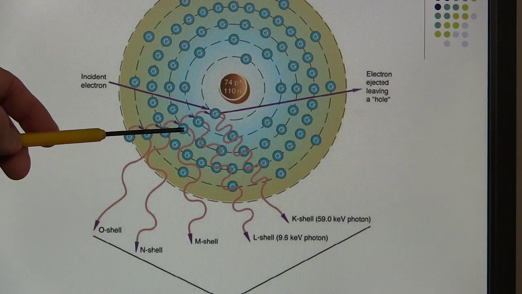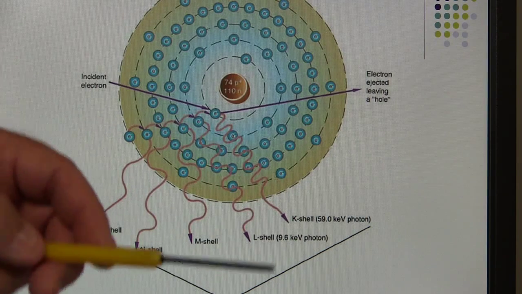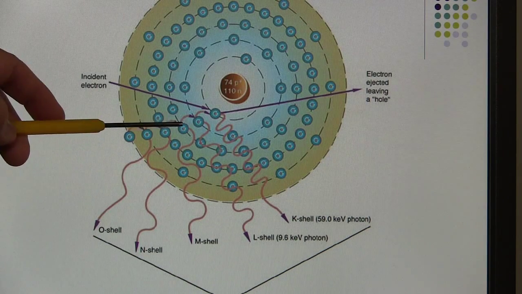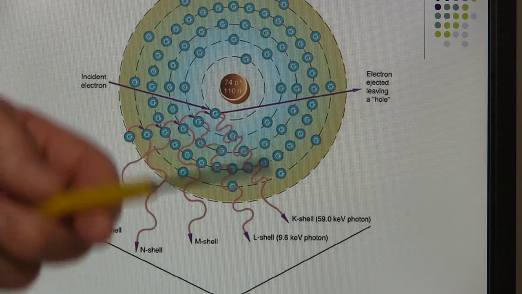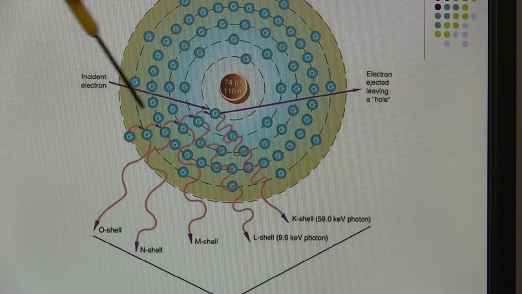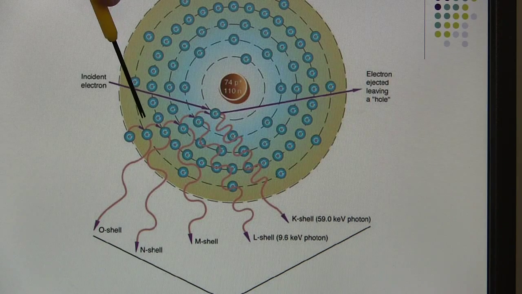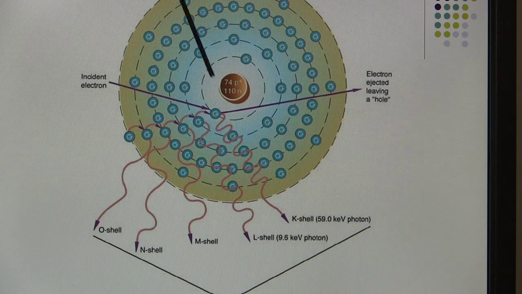When that happens, guess what? We left a hole in this shell. So that's going to be filled by an outer shell, which is going to leave a hole here, which is going to be filled by this shell, and so on and so forth. And each time one of these inner shells loses an electron, it's going to be filled by an outer shell electron.